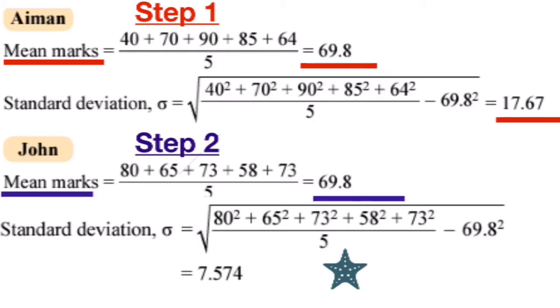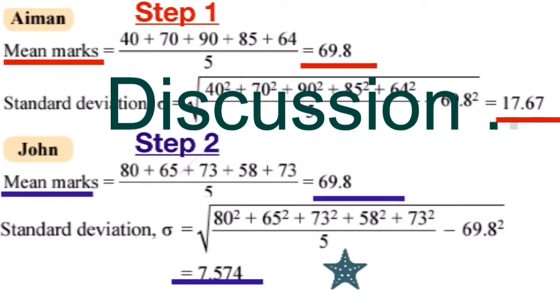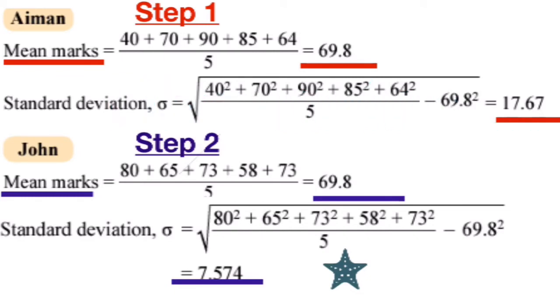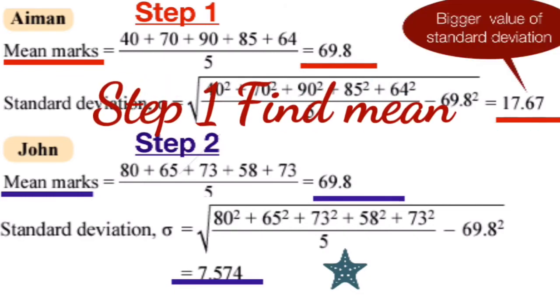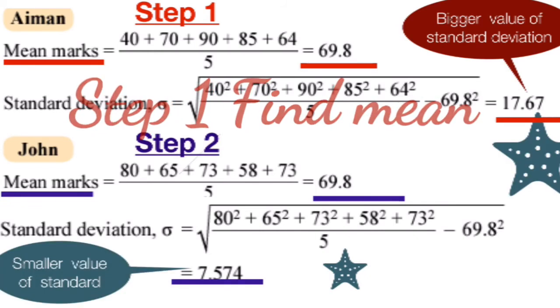So the standard deviation for John is smaller, just 7.574. Okay, so the smaller value of standard deviation shows that the marks are more consistent.